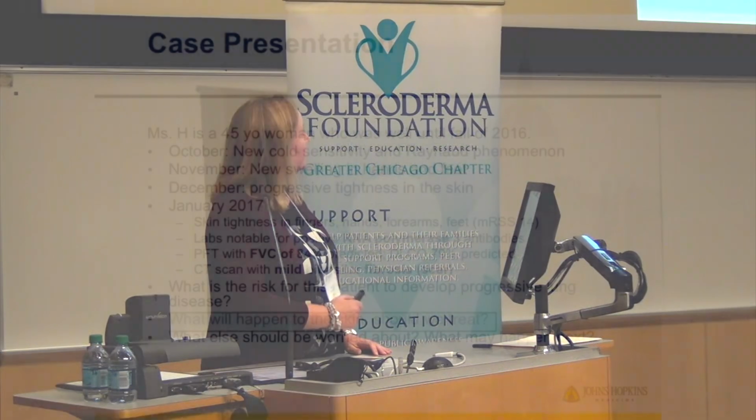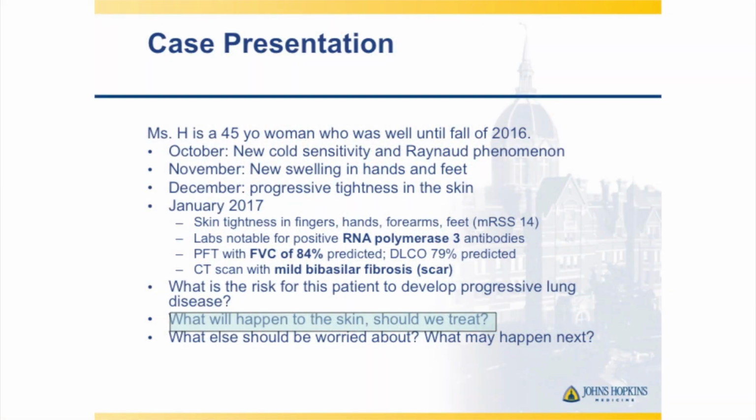So this patient is a 45-year-old woman who was well until the fall of 2016, and then developed new cold sensitivity and Raynaud's phenomenon, quickly followed by swelling in the hands and feet, and then subsequently progressive tightness in the skin. And by January 2017, when she was evaluated, it was noted that she had skin tightness in the fingers, hands, forearms, and feet, with a modified Rodnan skin score of 14, which is moderate to significant skin tightness. She made these RNA polymerase III antibodies. Her lung function data suggests that she had pretty preserved lung function and had very mild amounts of scarring in her lungs.